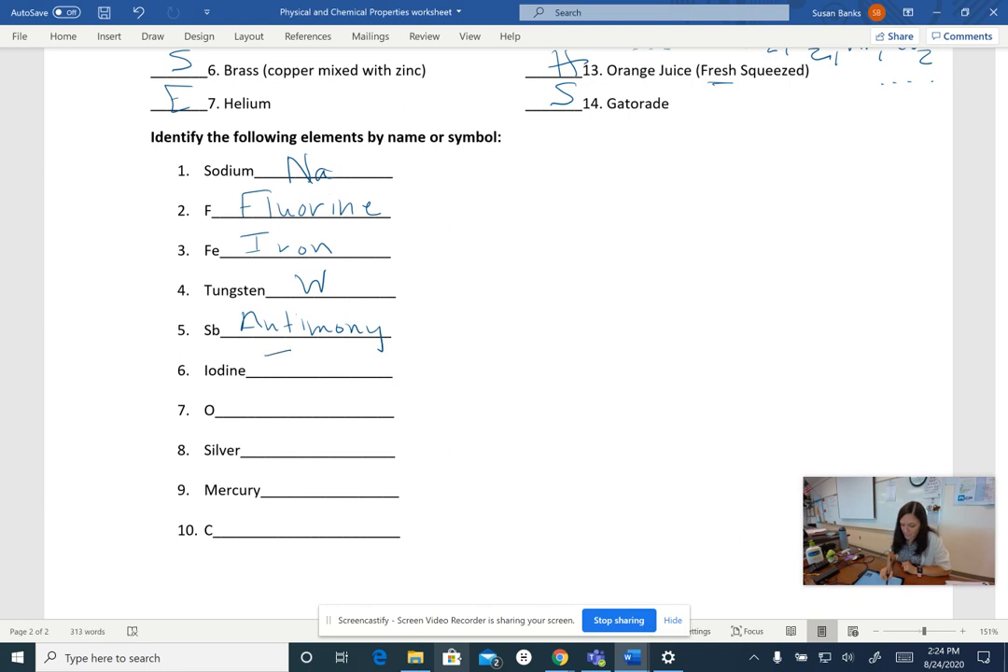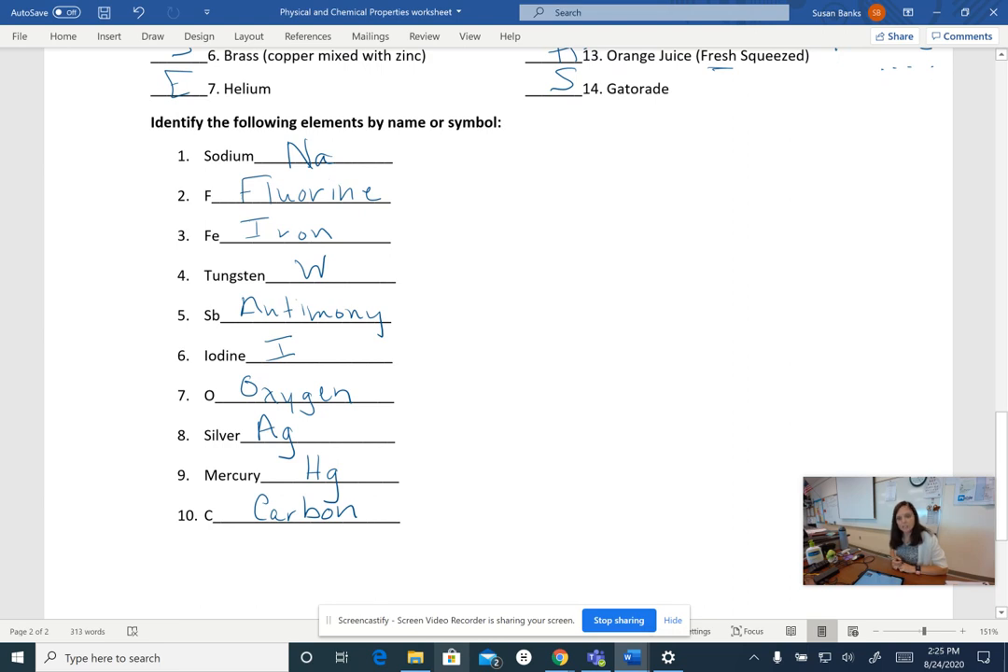Iodine, this one actually works. I. O, this one also works. Oxygen. Silver, this is another one of our Latin ones. Remember, argentum, so Ag. Mercury, this is another one of our Latin ones. Hydrargyrum. And C, carbon. All right, how'd you do? Hopefully you did well. We will have an assignment kind of like this, so be ready.